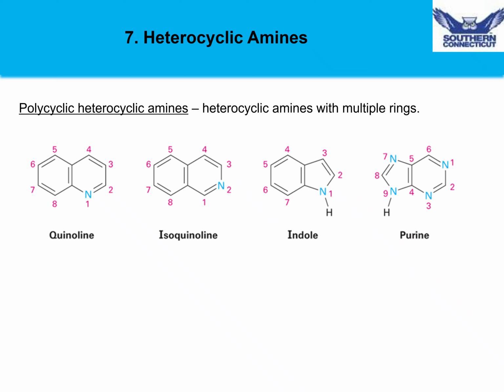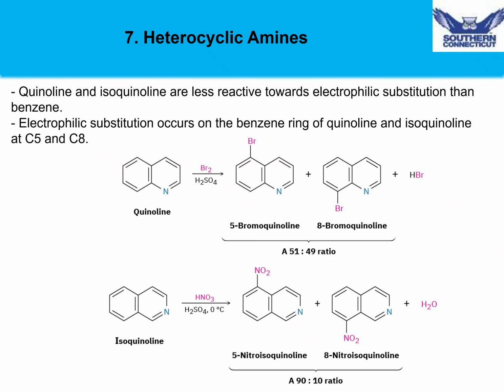There are many important polycyclic heterocyclic amines, such as quinoline, isoquinoline, indole, and purine, that contain both a heterocyclic amine as well as multiple rings. Both quinoline and isoquinoline can also react in electrophilic aromatic substitution reactions similar to benzene. However, they tend to be less reactive than benzene.